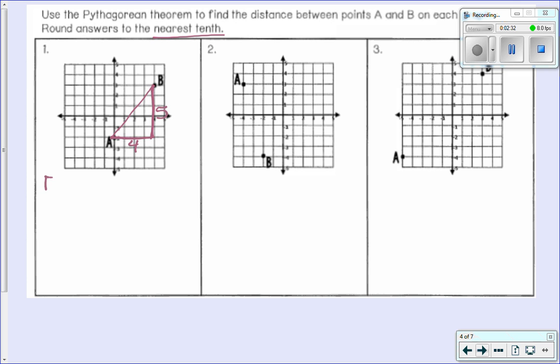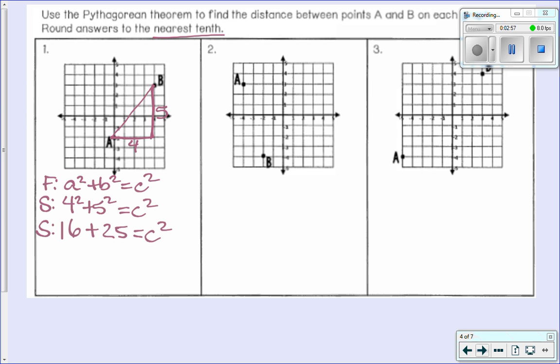And of course, we're going to start with our formula: a squared plus b squared equals c squared. Then we're going to substitute in our values for our legs. 4 squared plus 5 squared equals c squared. Now we're going to solve. 4 squared is 16. 5 squared is 25. 16 plus 25 is 41.